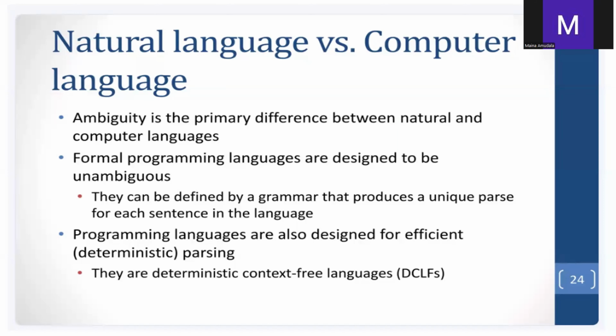Today we are going to discuss natural language versus computer language. The ambiguity is the primary difference between natural and computer languages. We have already discussed this ambiguity. Formal programming languages are designed to be unambiguous, and they can be defined by a grammar that produces a unique parse for each sentence in the language. Programming languages are also designed for efficient deterministic parsing, so here they are deterministic context-free languages.